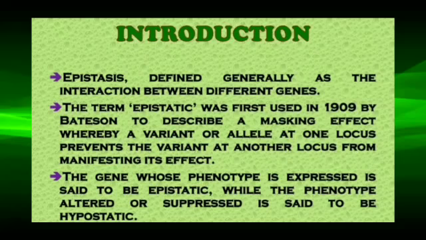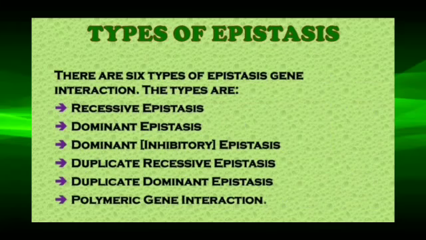So, epistasis can be contrasted with dominance, which is an interaction between alleles at the same gene locus. There are 6 types of epistatic gene interaction, and these are as follows: recessive epistasis, dominant epistasis, dominant inhibitory epistasis, duplicate recessive epistasis, duplicate dominant epistasis, and last but not the least, polymeric gene interaction. As this video is solely related to the dominant epistatic part, I will discuss different types of dominant epistasis.